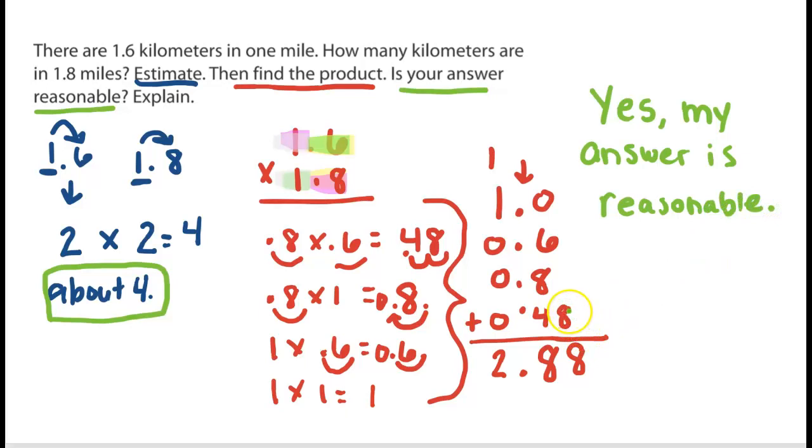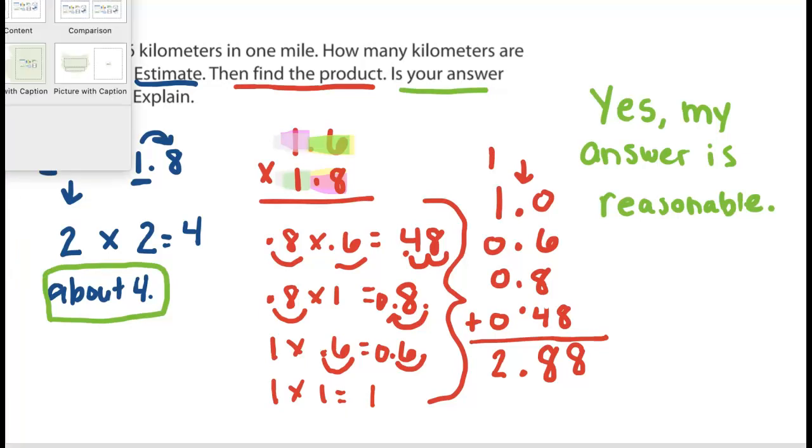Okay, so if you want to try some on your own, just for extra practice, I would encourage you to do so. You can pause the video and work on these, but attempt to do this on your own following the same process. First, I want you to estimate. Then I want you to find the product. Then I want you to tell me if your answer is reasonable or not.